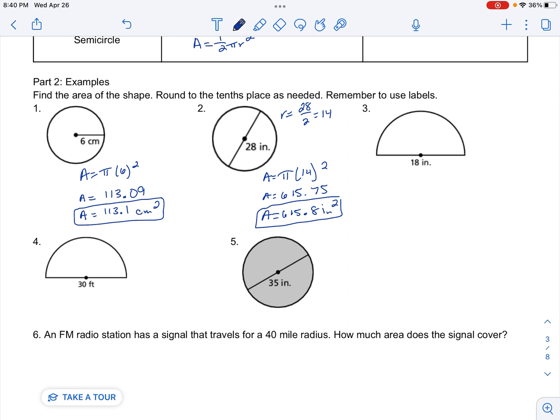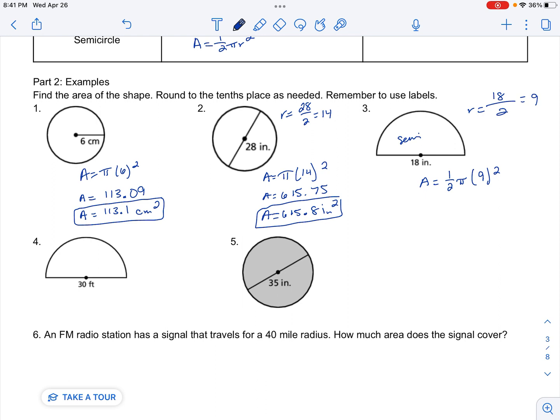Now, number 3, we've got a couple different things going on here. This is a semicircle, and we also have a diameter given to us. So our radius is 18 divided by 2. The only time that we have to divide by 2 is if we have the whole length of the circle. Okay? So now I have area equals a half pi, my radius of 9, and I'm squaring that.